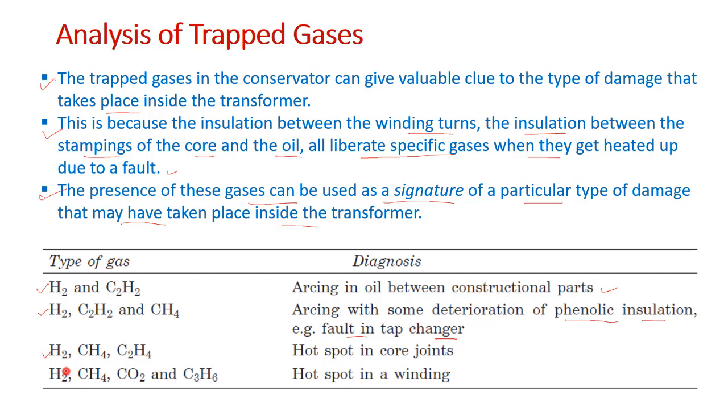If the gases are H2, CH4 and C2H4, then a hotspot in the core joints is happening. If it is H2, CH4, CO2 and C3H6, then it is a hotspot in the winding. Okay, so a hotspot in the winding happens because of the interturn faults, which we already discussed, right?